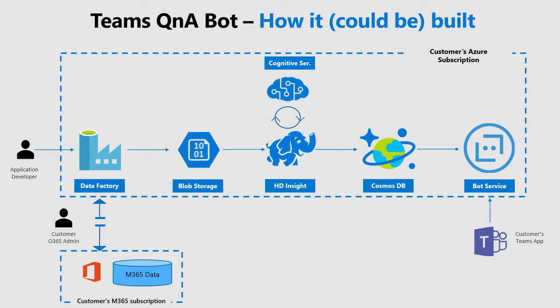The rest of this particular architecture could include cognitive services to actually train that particular model on your data in CDM format. And you could take that particular graph that you built, store that in Cosmos DB, and then use our bot service that we offer in Azure to power that Teams bot experience from your Teams application.